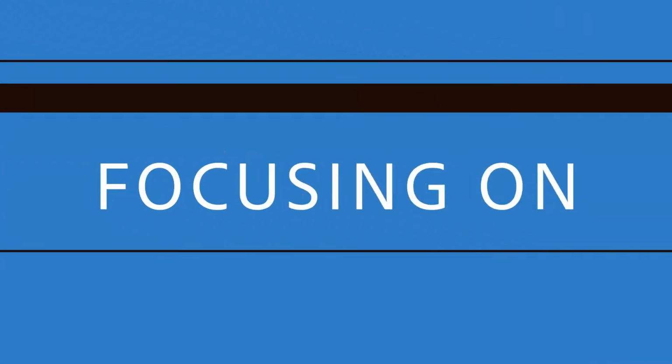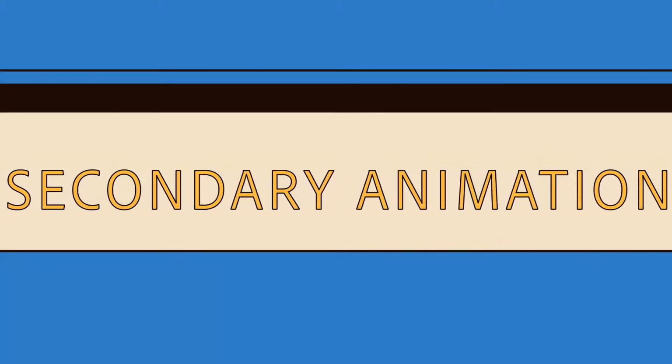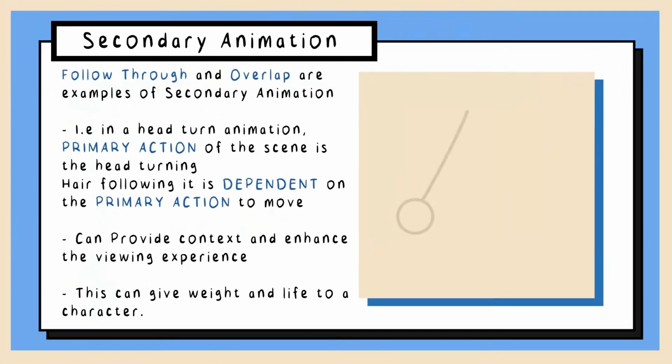Speaking of, we're focusing on different things throughout this series so we can practice different skill sets. And the skill set we are focusing on this time is... Secondary animation. Follow through and overlap are examples of secondary animation. For example, in a head turn animation, the primary action of the scene is the head turning. The hair following it is dependent on the primary action to move. So this can provide context, enhance the viewing experience, and give weight and life to the character.